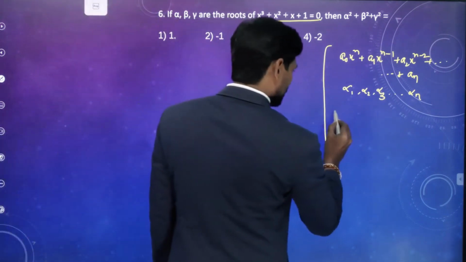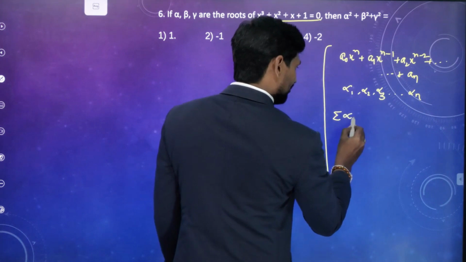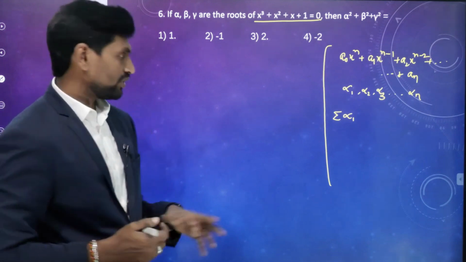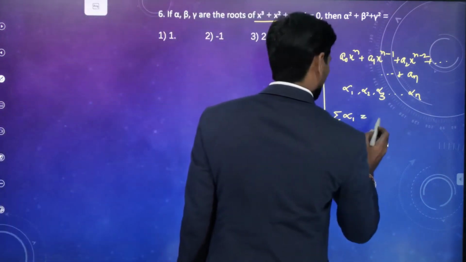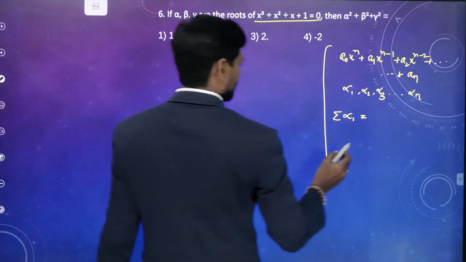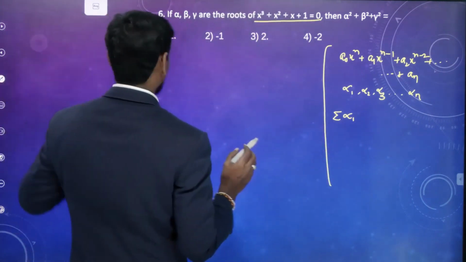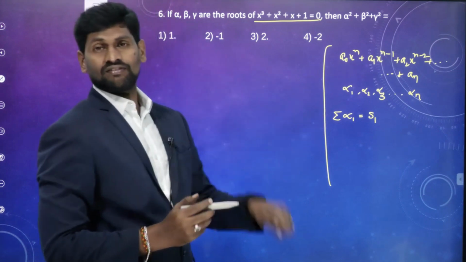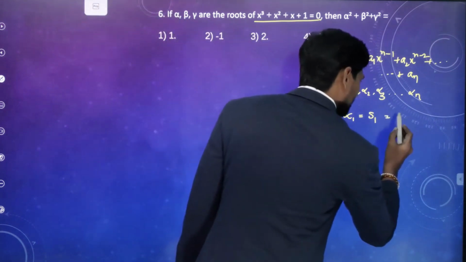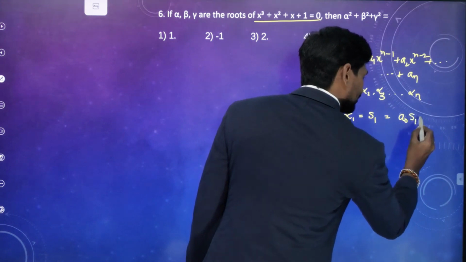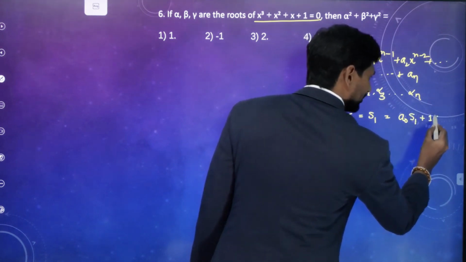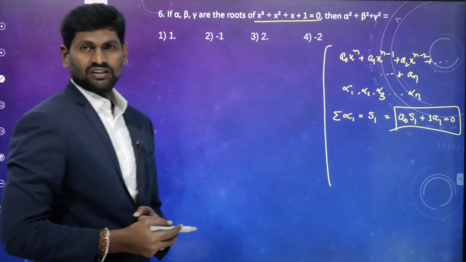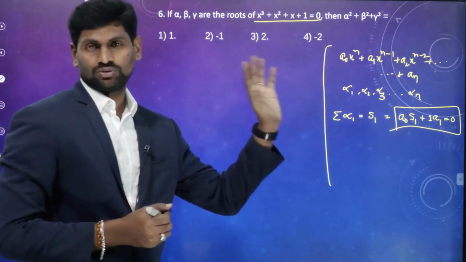Now here are the conditions you should learn. Sigma alpha 1 means alpha 1 plus alpha 2 plus alpha 3 and so on up to alpha n. We have to add these. This is considered as S1. So this S1 value has a formula: A naught into S1 plus 1 into A1 equals 0. This is the condition for sigma alpha 1, that means the sum of all its roots.